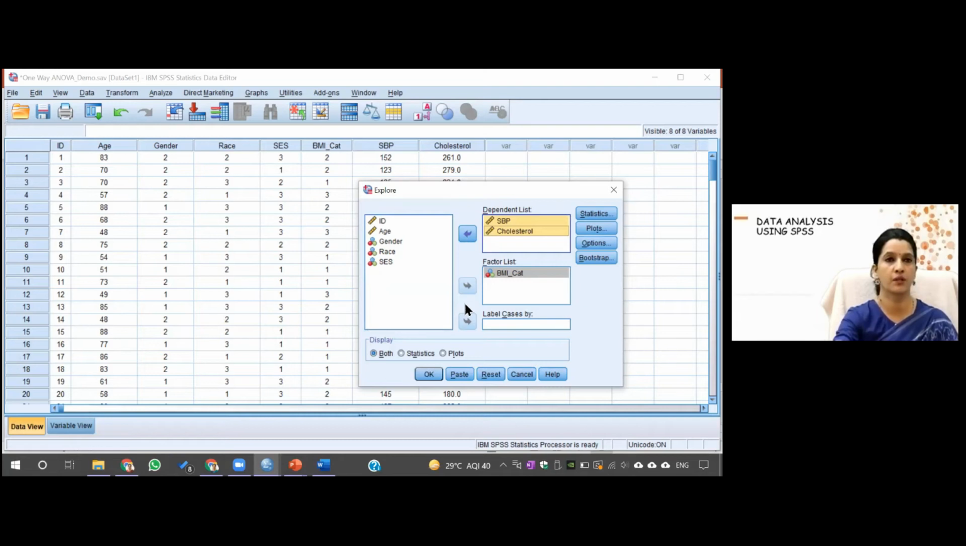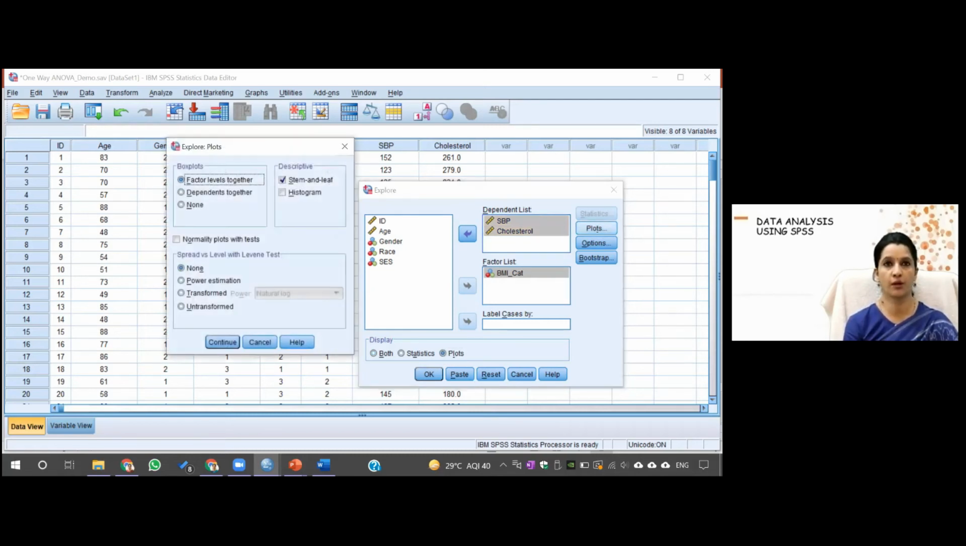And I don't want statistics where we applied statistics. If I want the mean, median, mode, interquartile range, trimmed mean, percentile, kurtosis, skewness, for that I will click this statistics. But I do not want statistics now, because I assume that I have done it in the initial part of analysis. So I'll come to this plot.